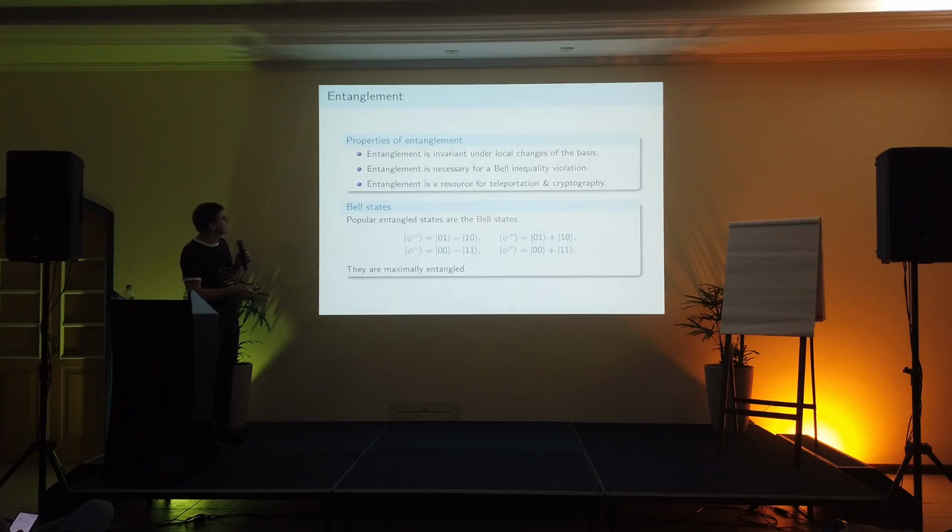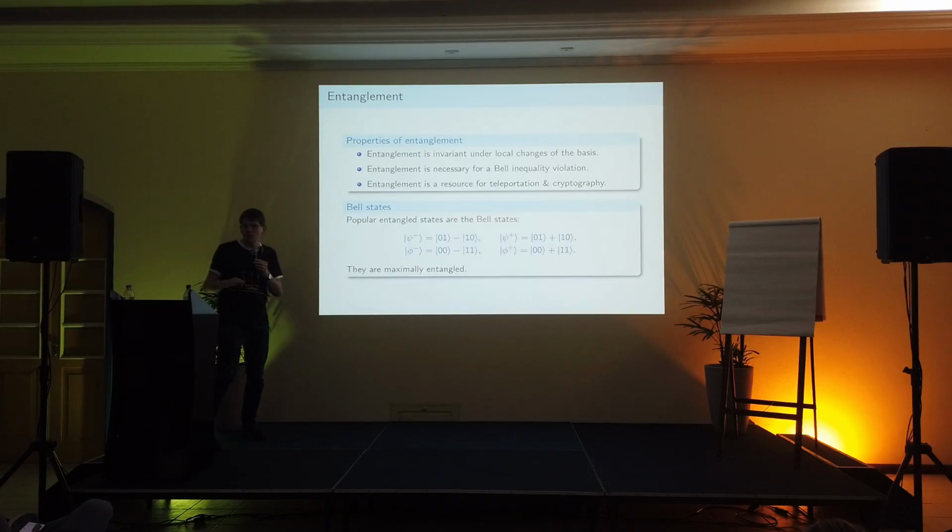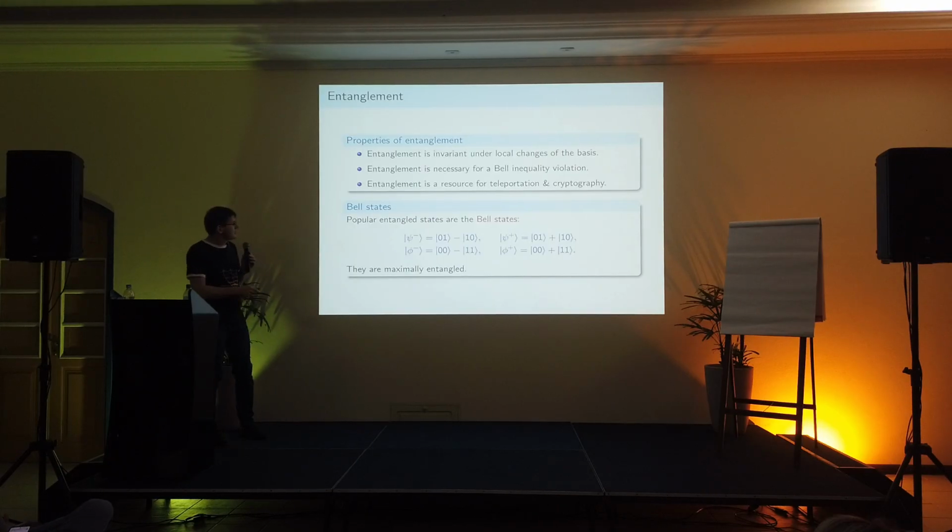So, what are some basic properties of entanglement? First, entanglement is always invariant under local changes of the basis. So the question of whether you can write a state like that, and all the properties that we are looking at on states, are independent of a basis change. So, if you rotate single qubits by a so-called local unitary transformation, which does not change the entanglement.